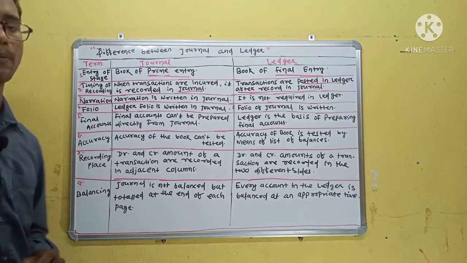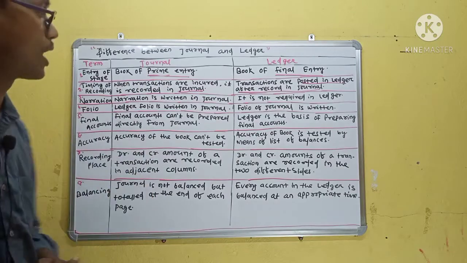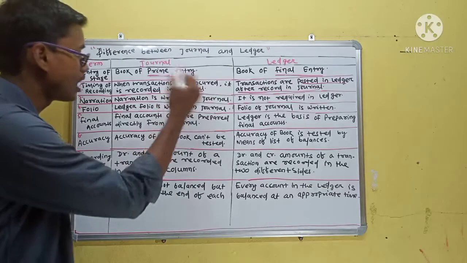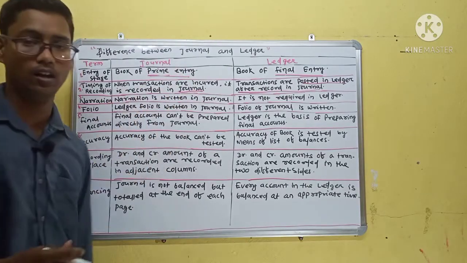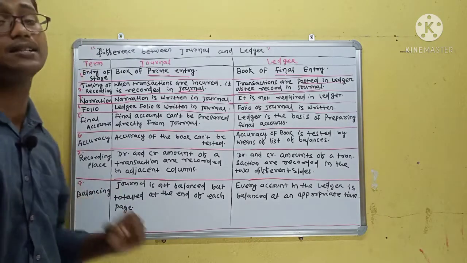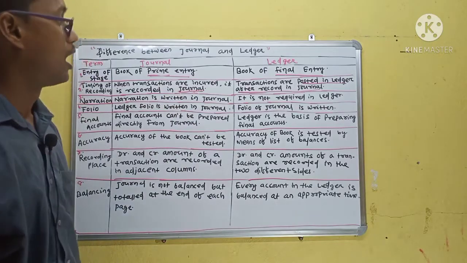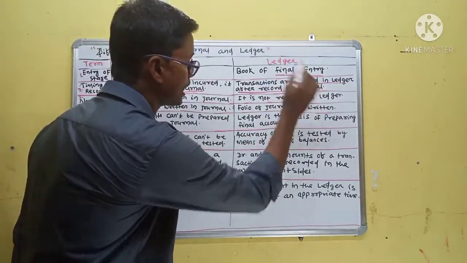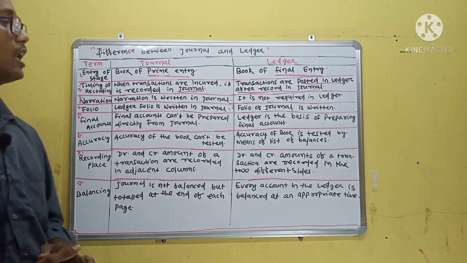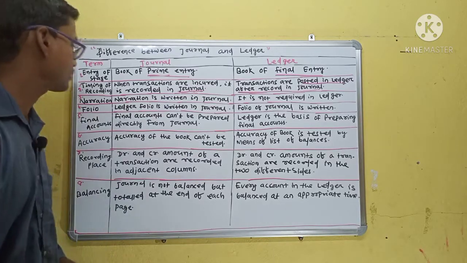And the next term is the timing of recording, in which time we record the transaction in the journal and in the ledger. First, when transactions are incurred, they are recorded in the journal. And transactions are posted in the ledger after being recorded in the journal. Then we post such transactions into the ledger.